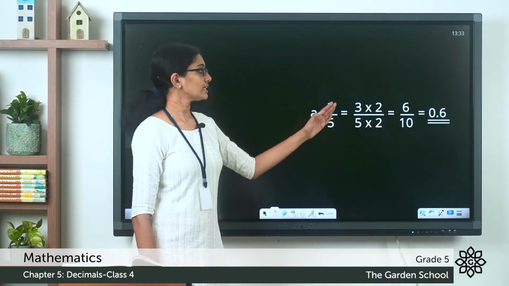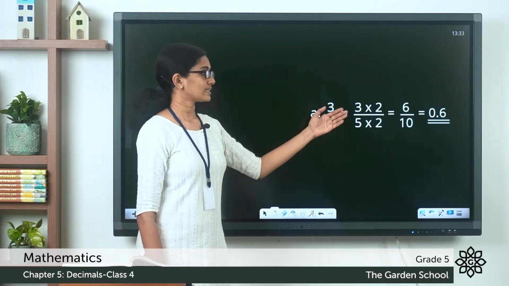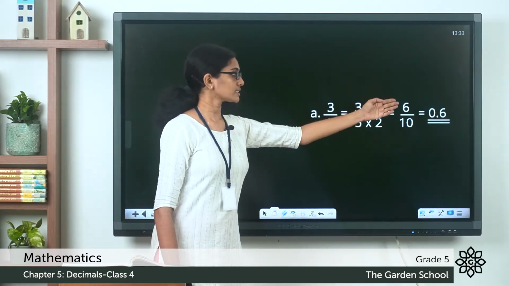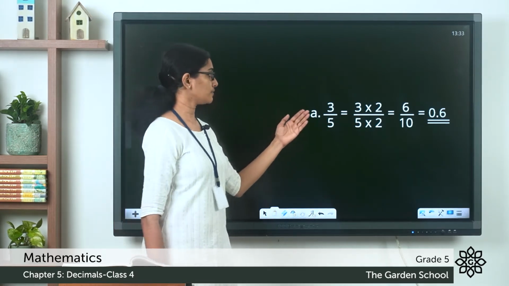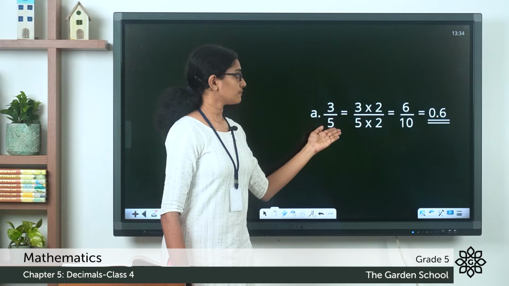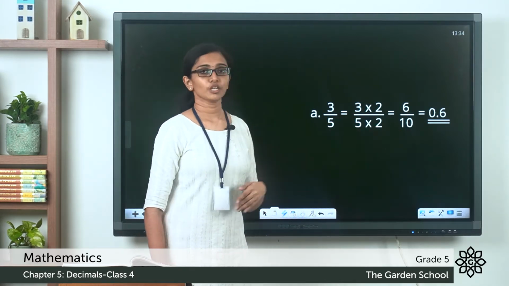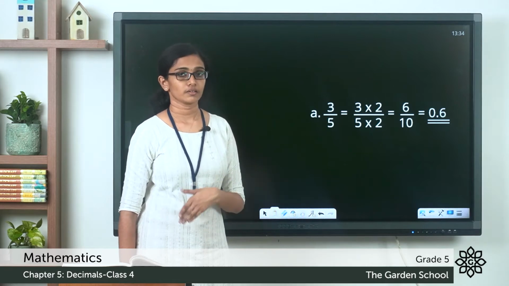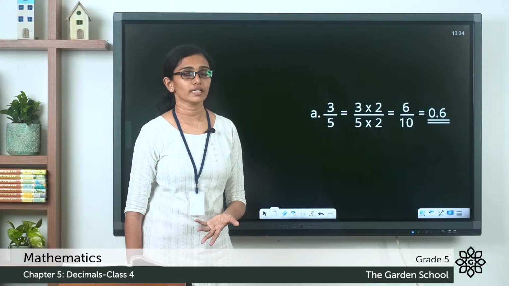So let's multiply 3 into 2 by 5 into 2, and that is equal to 3 into 2, 6, by 5 into 2, 10. So we have the equivalent fraction 3 by 5 is equal to 6 by 10. Now you see the denominator is 10, which is a multiple of 10. Now it's easier for us to convert into a decimal number.